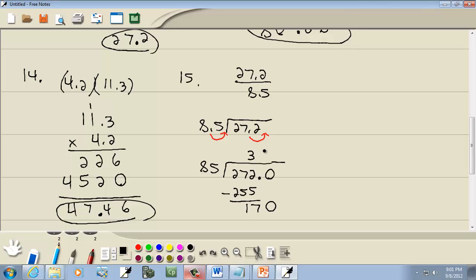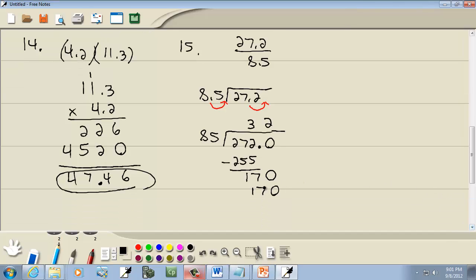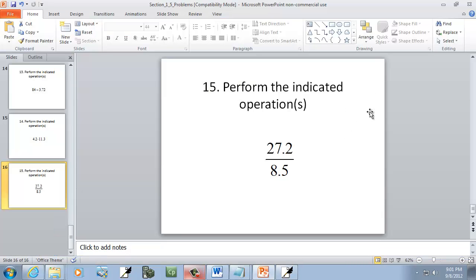And 85 goes into that 2 times. 0, 1, 170. And when I subtract those, that gives me 0. That 0 there means we're done. Now here's my decimal place. The answer will have a decimal right straight above it. So our answer to this problem will be 3.2. And I believe that's the last one in that section, so we're all done with that.